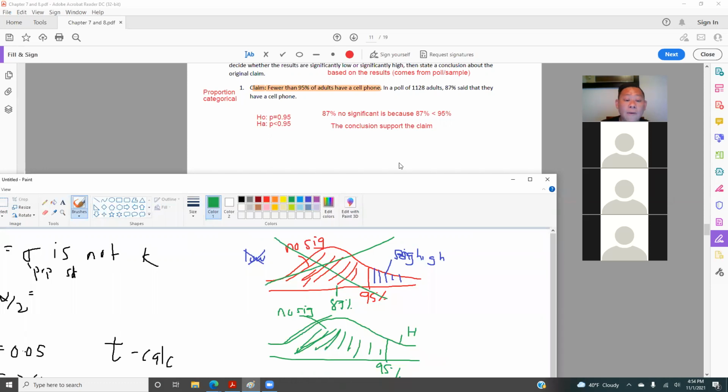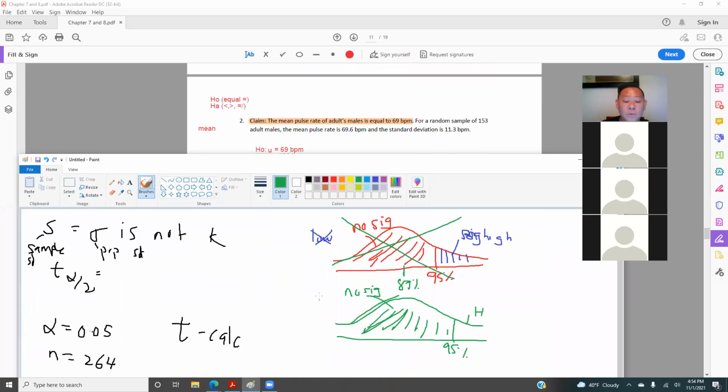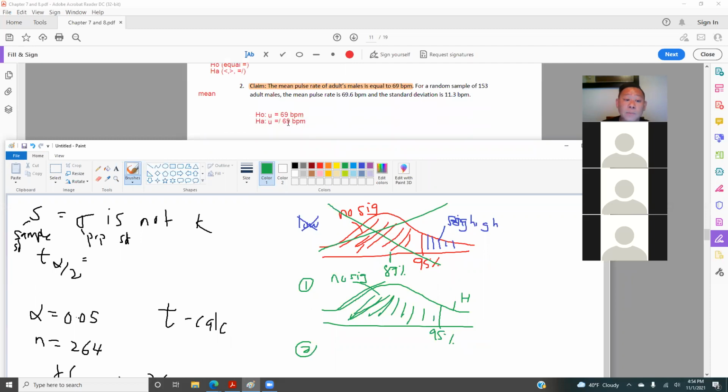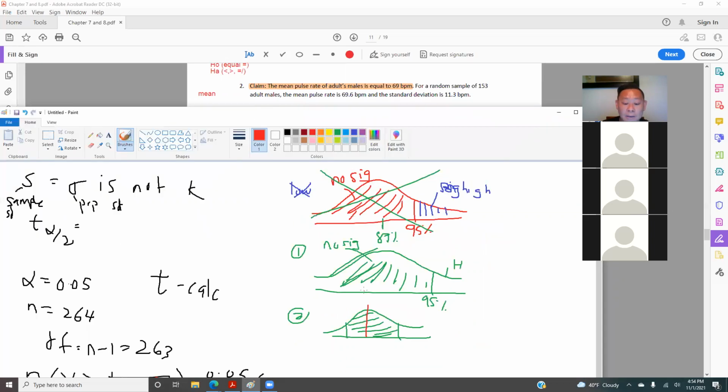Now for question 2, this is question 1, it looks like the picture. For question 2, you've got two-sided. Why I say it's two-sided is because there is no equal symbol. So you will have two-sided here. And 69 is right in the mean, right in the middle. So remember, mean is always right in the middle. So it's 69 here.